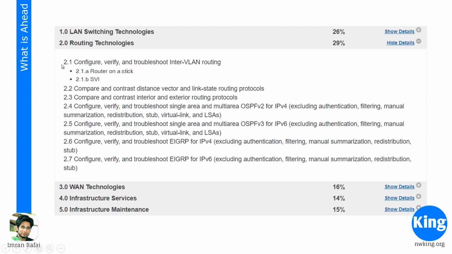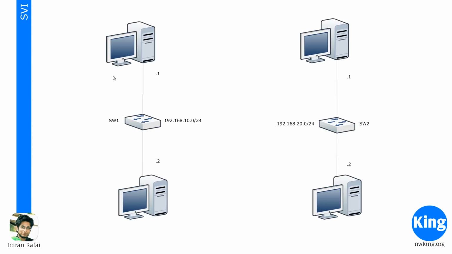So like we discussed, we're going to look at two things. That would be 2.1, configure, verify, troubleshoot Inter-VLAN routing, and then we're going to look at the router on a stick concept and SVI. So this is a configure topic, so we will be looking at configuration and troubleshooting in Packet Tracer. What is SVI? SVI stands for Switch Virtual Interface.